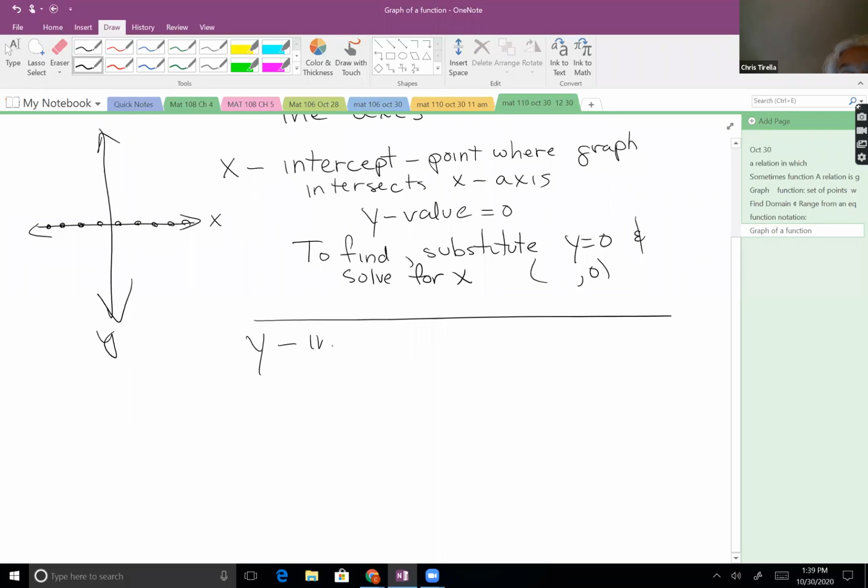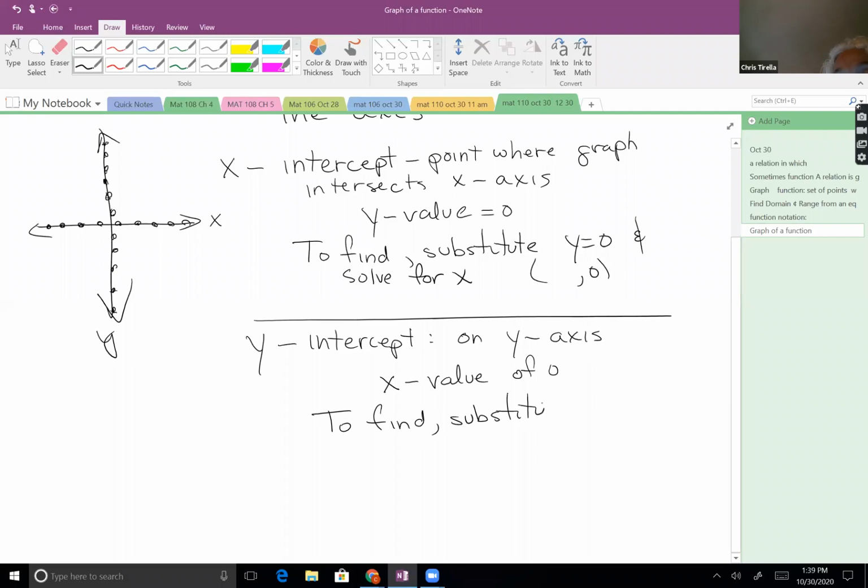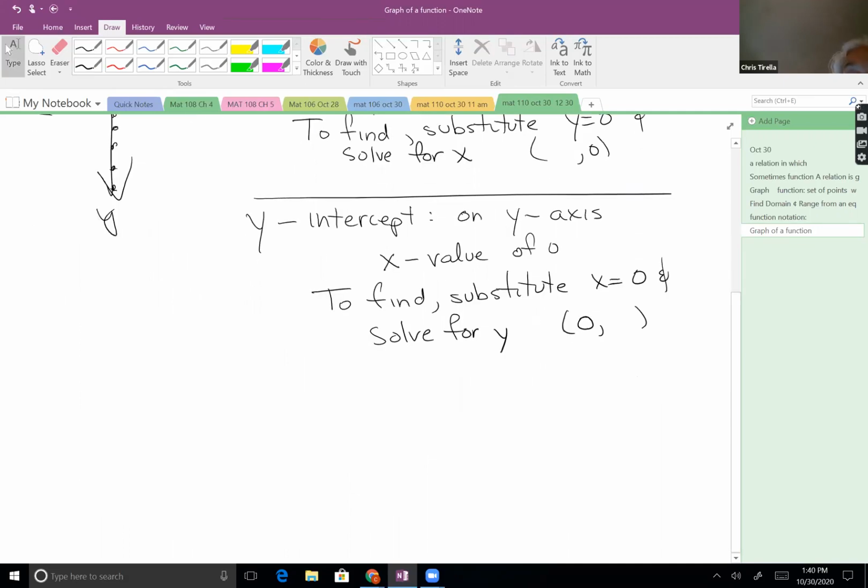Instead, if I want the y-intercept, that would be the point on the y-axis. And again, if I look at all of my points on the y-axis, I'm doing my beautiful point drawing over here on the side, what they all have in common is an x value of 0. So to find it from an equation, we'll substitute x equals 0 and solve for y. And we'll get a point with an x value of 0, and the y value will be the intercept.